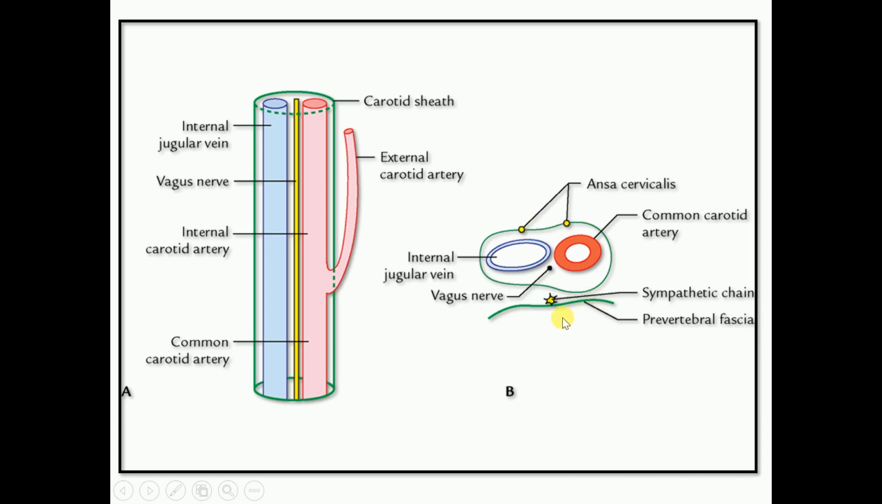And the cervical sympathetic chain is closely related to the posterior wall of the carotid sheath, but it lies in front of, or is plastered to, the prevertebral fascia. So this is the carotid sheath that encloses the common carotid artery and internal carotid artery, and the internal jugular vein, and in between these two, on the posterior aspect, is the vagus nerve. These are the contents of the carotid sheath, and the carotid sheath is a modification of deep fascia here.